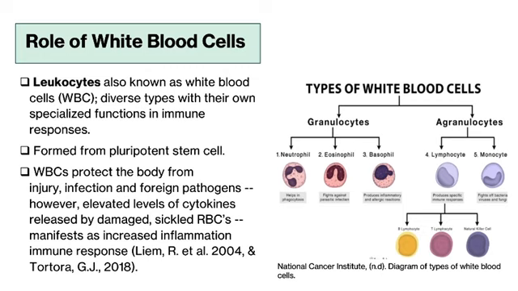but I'd like to highlight that in sickle cell anemia, the mutated red blood cells that die in large numbers release greatly elevated levels of cytokine proteins, which manifest in a heightened, increased inflammatory immune response.